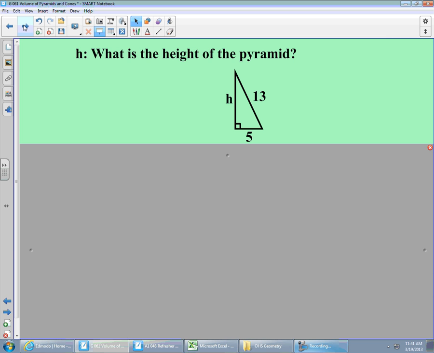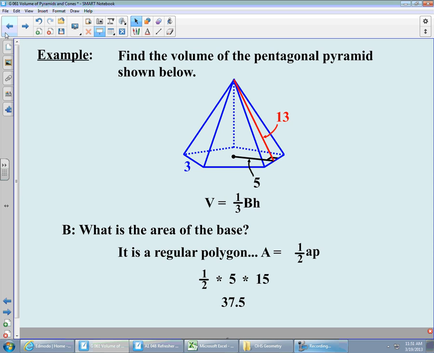Now, I've got this triangle that I'm showing you here, but if you glance back at the figure, you will see that the height is not provided. The height is an internal measurement from the base directly up to the vertex. It is not provided, but we can build a triangle using the height, which is missing, the apothem, and the slant height, which was provided for us at 13.